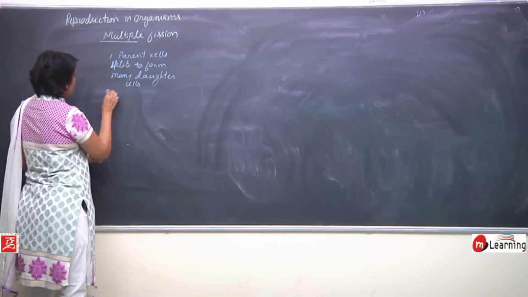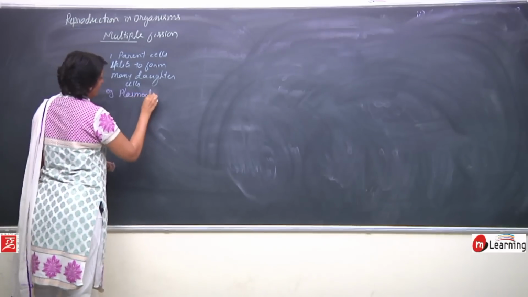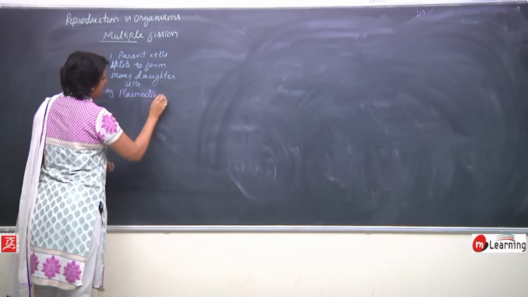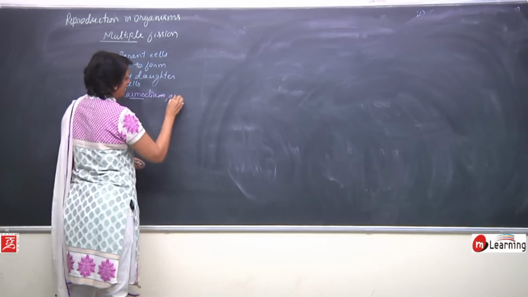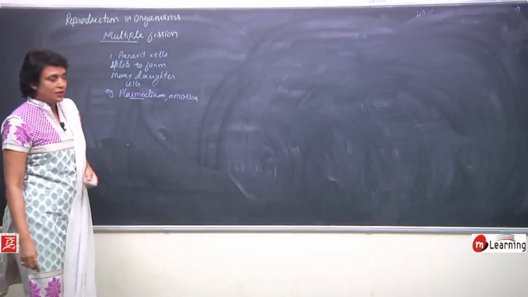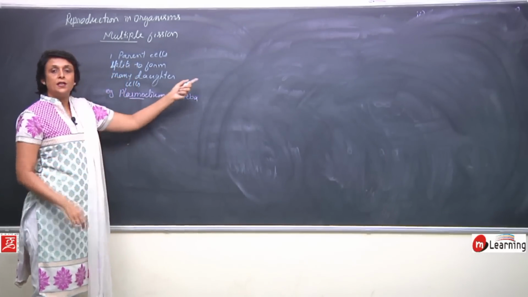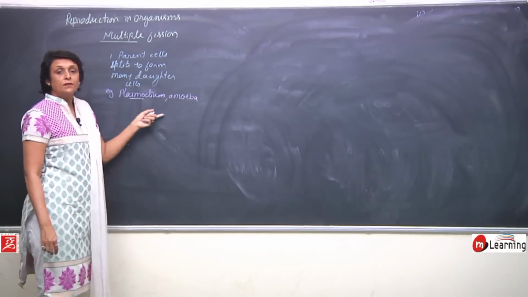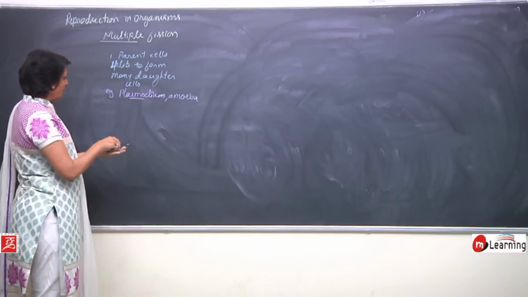It is seen in Plasmodium, the malarial parasite, and amoeba during unfavorable condition. So amoeba shows this, but normally in favorable condition it would show binary fission, but if the conditions are unfavorable, then it will show multiple fission also.